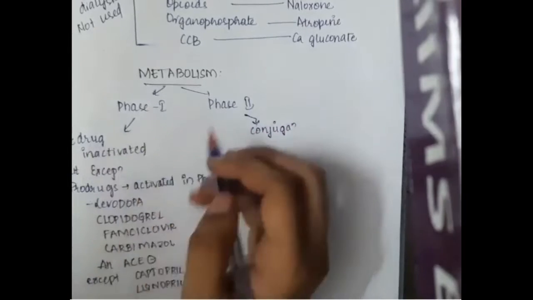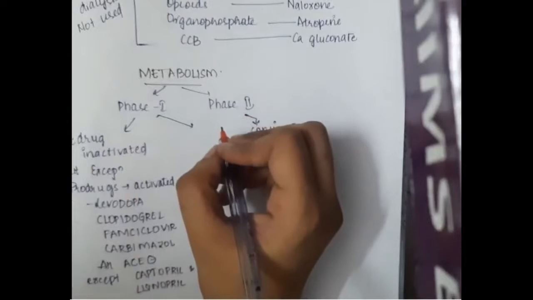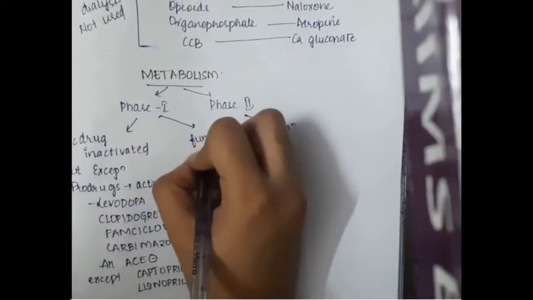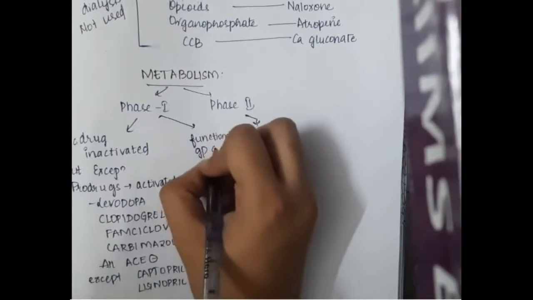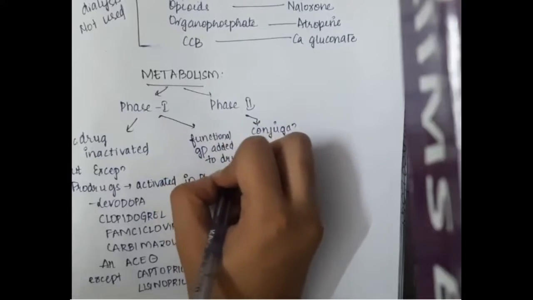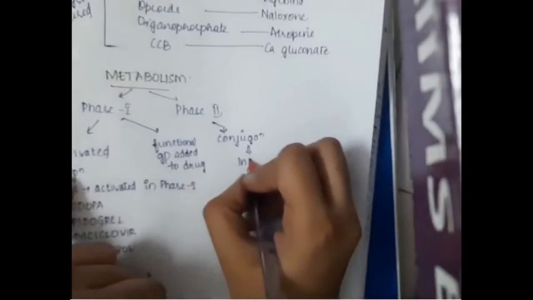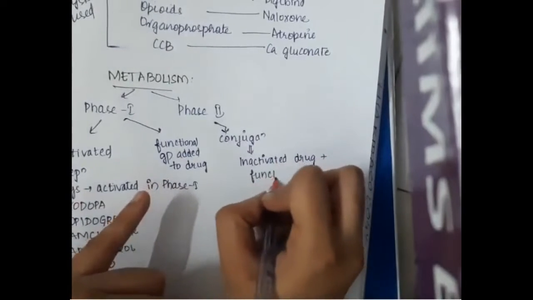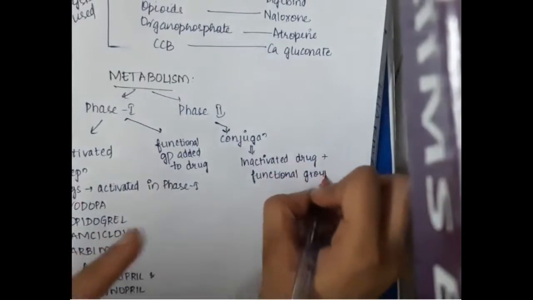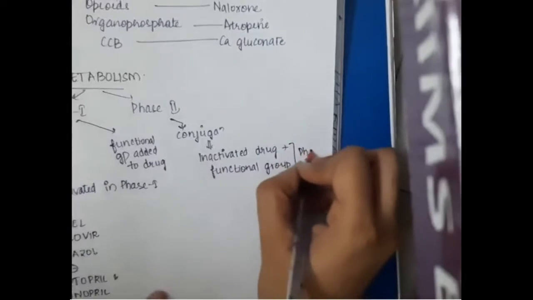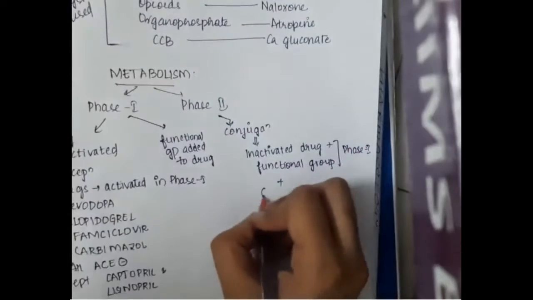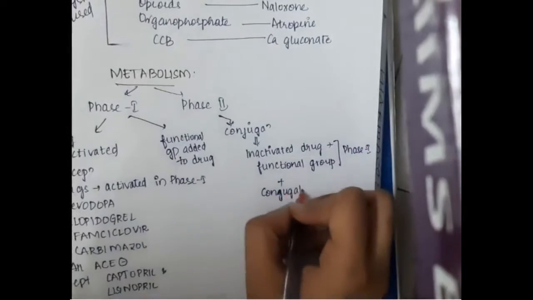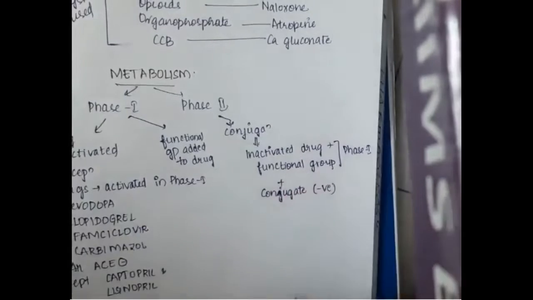That means in phase 1, how are they inactivated? In phase 1, the drugs are inactivated by adding a functional group to the drug. Then in phase 2, conjugation is done. Here, in phase 1 the functional group is added to the drug, and in phase 2 we will conjugate the drug.